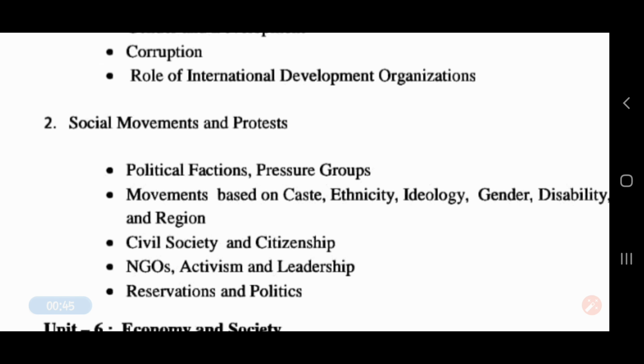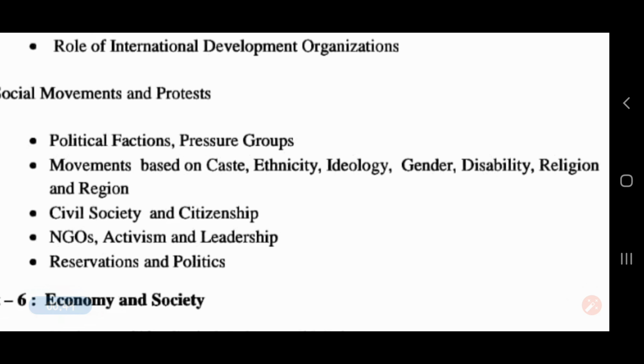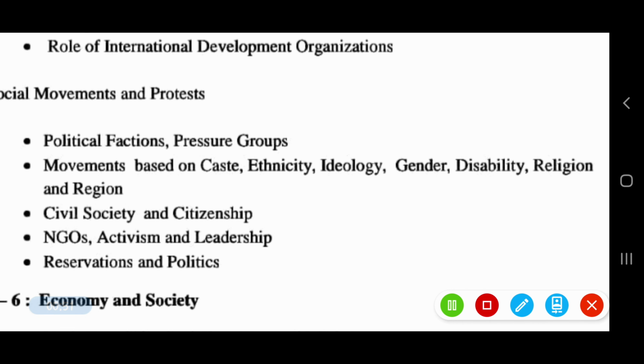And the second subunit is social movements and protests. So here you have political factions and pressure groups, movements based on caste, ethnicity, ideology, gender, disability and religion and region, civil society and citizenship, NGOs, activism and leadership, and reservation and politics.